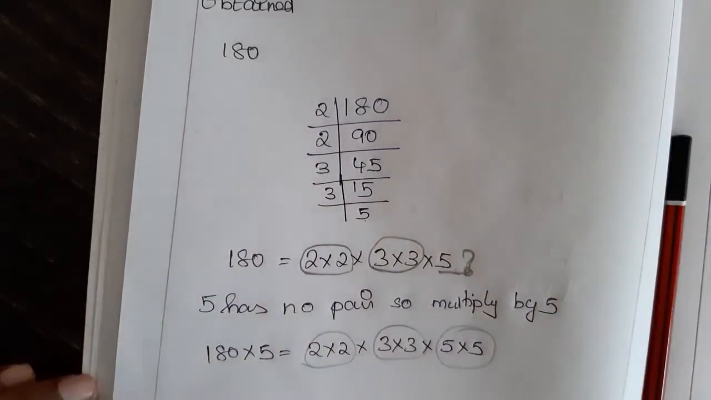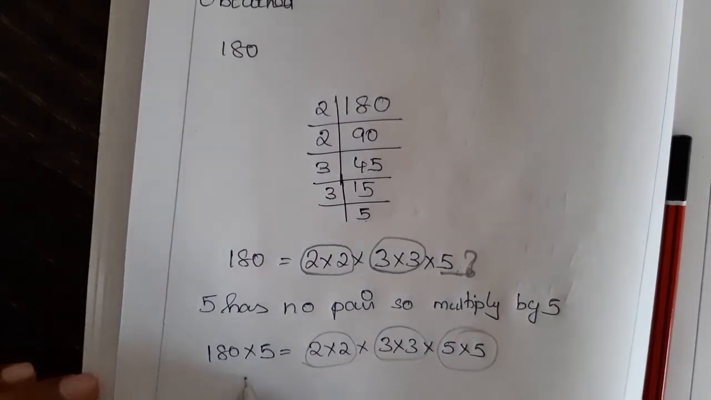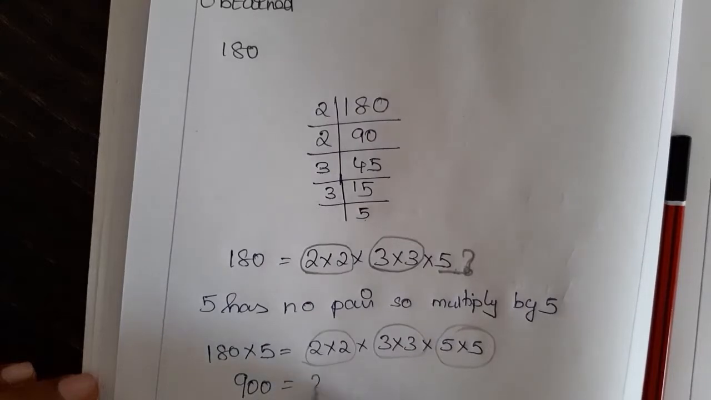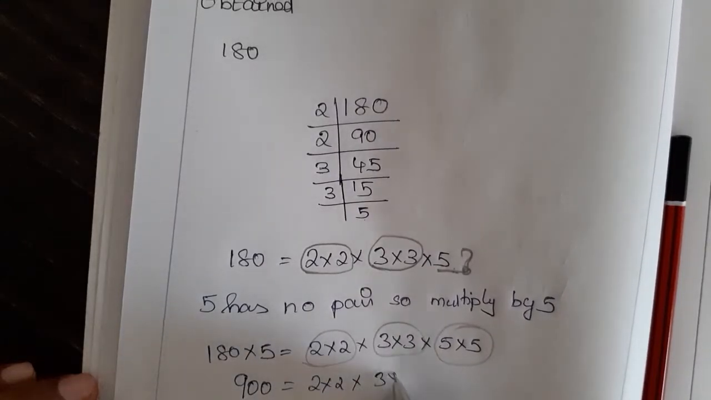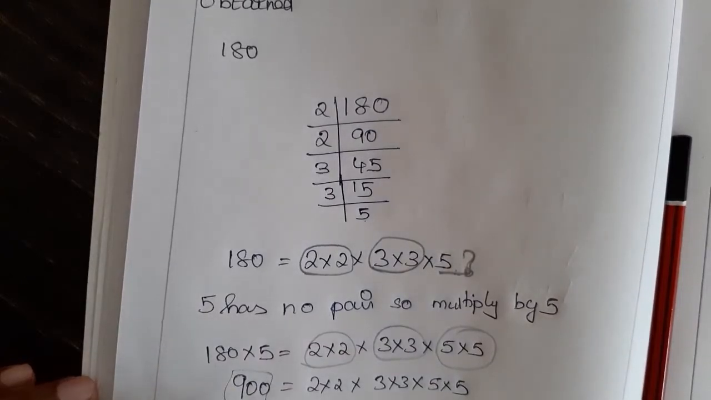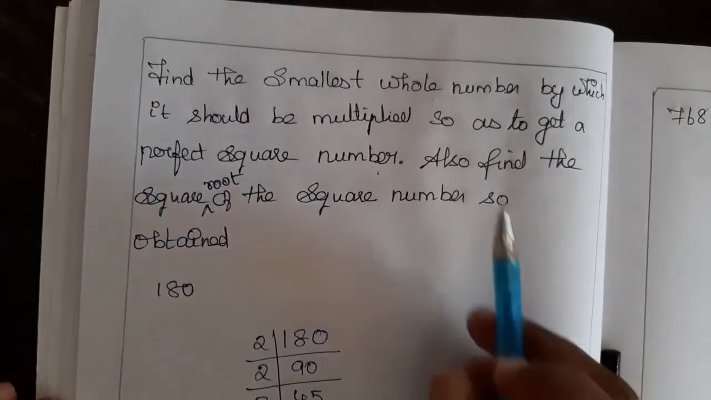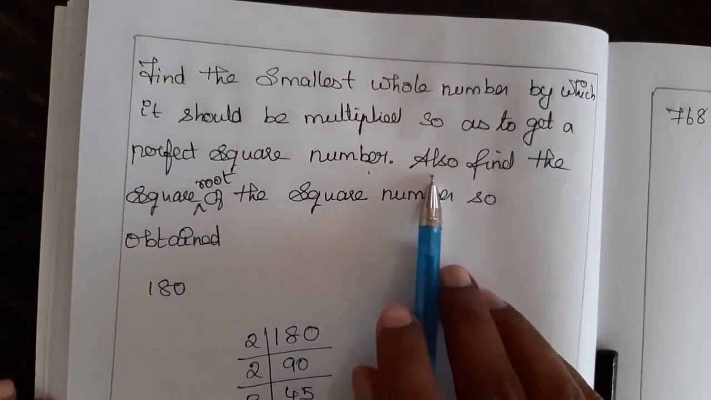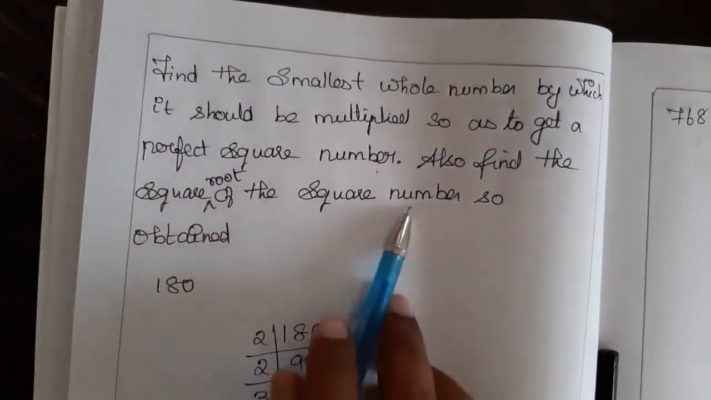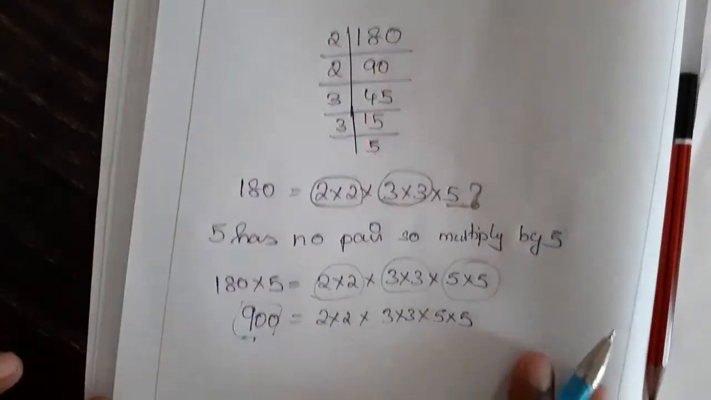Right. So what is this? 180 into 5 is 900. Right. So 900 is 2 into 2 into 3 into 3 into 5 into 5. So now we obtain 900 as the required perfect square. They said after finding the required perfect square, also find the square root of the square number so obtained. We have to find the square root of 900.